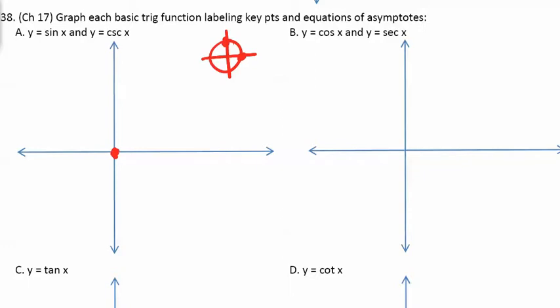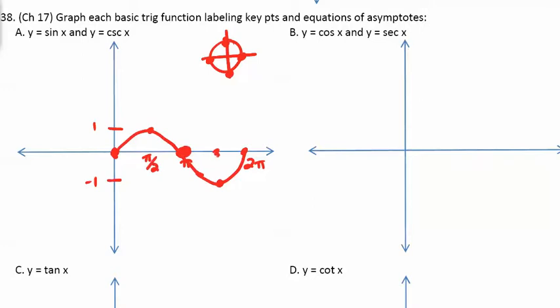At pi over 2 on the unit circle, the sine is up at a height of 1. At pi, sine is back to 0. At 3/2 pi on the unit circle, sine is down at -1. And at 2 pi, sine is back to 0. So our sine wave, the first cycle around the unit circle, looks like this graph.